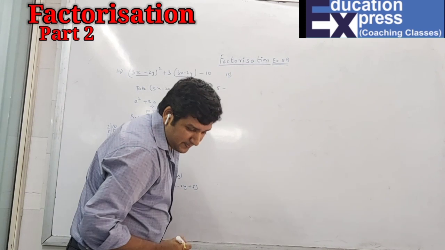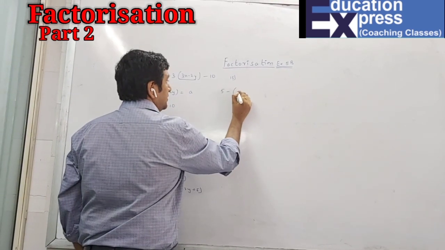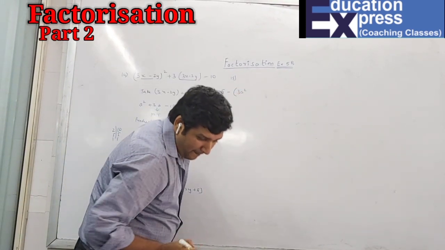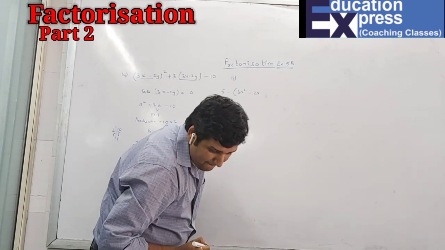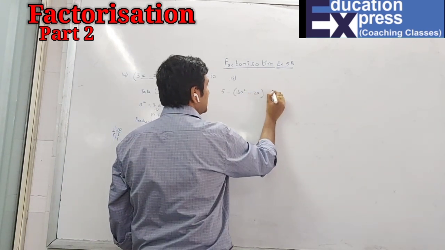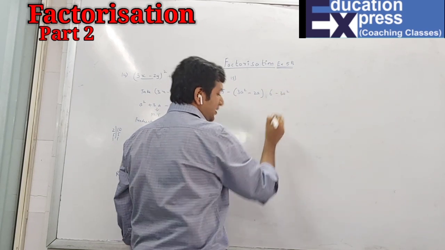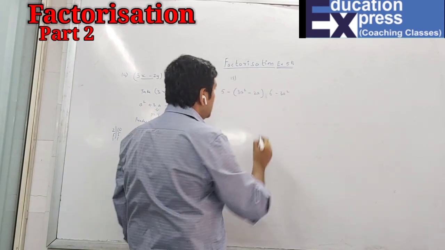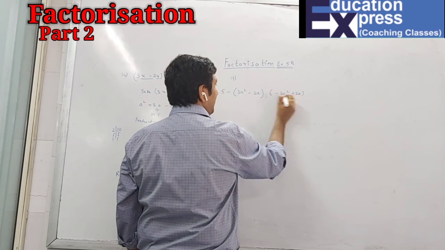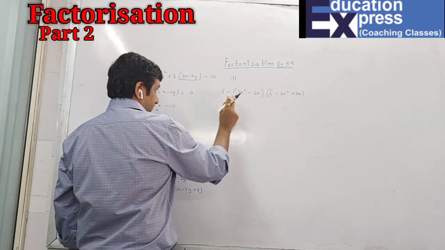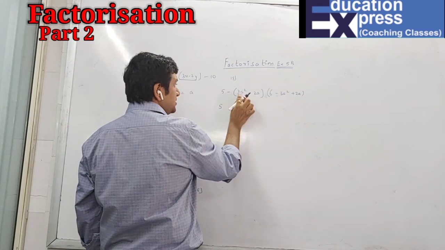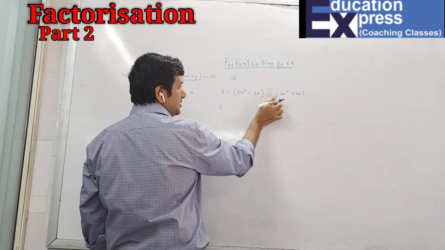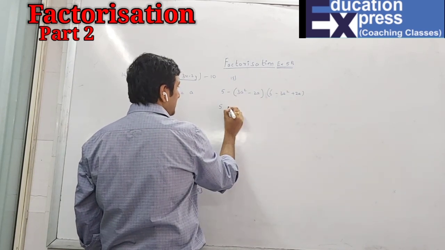5 minus 3a square minus 2a, and then 6 minus 3a square plus 2a. So now you can see again 3a square 2a, 3a square 2a is the same, but the signs aren't the same. This is plus minus, this is minus and plus, no problem.